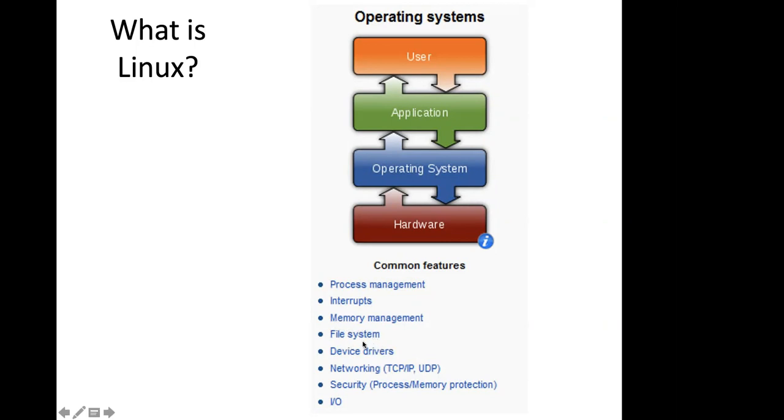File system, and when I say file system, I mean the underlying disk, your hard disk or SSD or any file system that you are using. Device drivers: you'll have hardware manufacturers from multiple companies, so a driver is needed which can interact with that hardware. Networking, TCP/IP, UDP. You have a network interface, so the whole networking is taken care of by the operating system. Security, such as process or memory protection. If I run a user process, that's restricted to that particular user, and other users cannot intrude into that memory space. Then input and output. So these are some of the things.